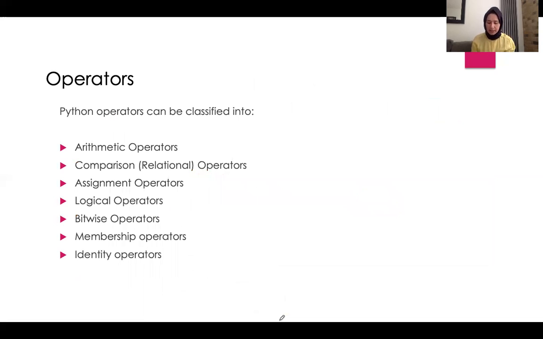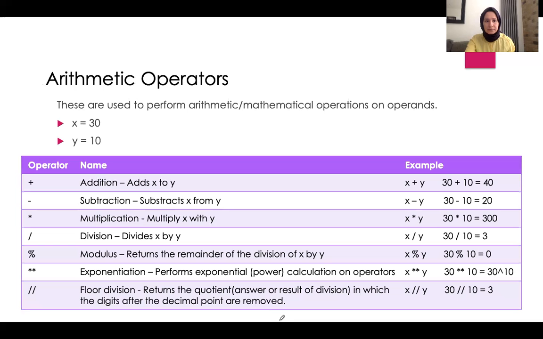And there are Python operators, and the Python operators can be classified into arithmetic operators, comparison operators, assignment operators, logical operators, bitwise operators, membership operators, and identity operators. And now we will be looking at each of them in more detail. Let's start with the arithmetic or mathematical operators. Basically, they are used to perform mathematical operations on operands. And those are the arithmetic operators, as you can see here. I'm going to demonstrate them on an example.